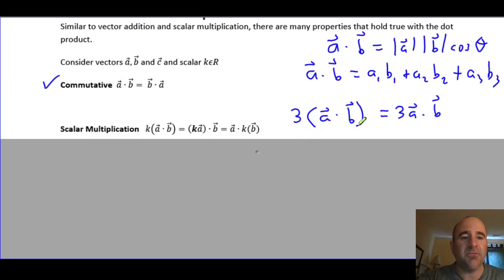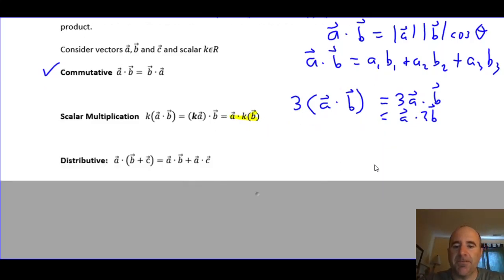When you do A dotted with B, you do the magnitude of A times the magnitude of B times the cosine of the angle between them. If you want to triple that, one way of tripling it would be just to triple the magnitude of A. That's going to do the exact same thing. Or you could, of course, triple the magnitude of B, which is exactly what's going on when it's written this way. So that one should make sense too.